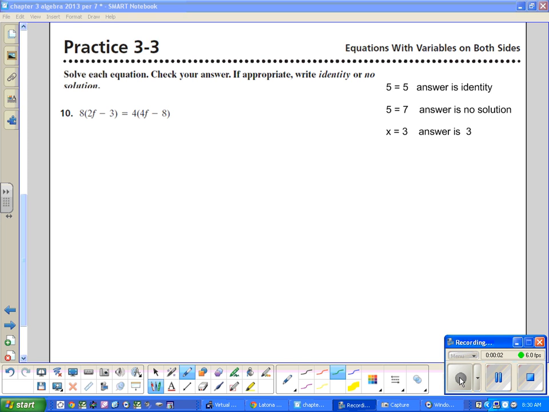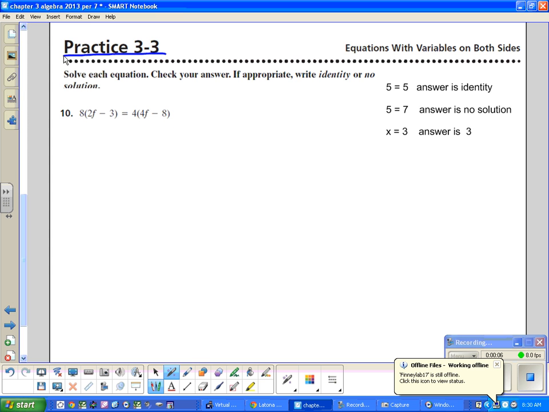Okay, this is video 2 of practice 3-3 or lesson 3-3, equations with variables on both sides. And let's repeat again that there are 3 different solutions. One is the identity, 5 equals 5. Two would be 5 equals 7, which is no solution. And x equals 3 would be just the answer that you get.